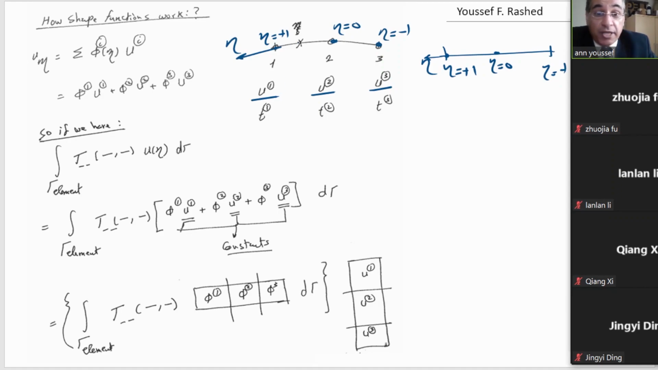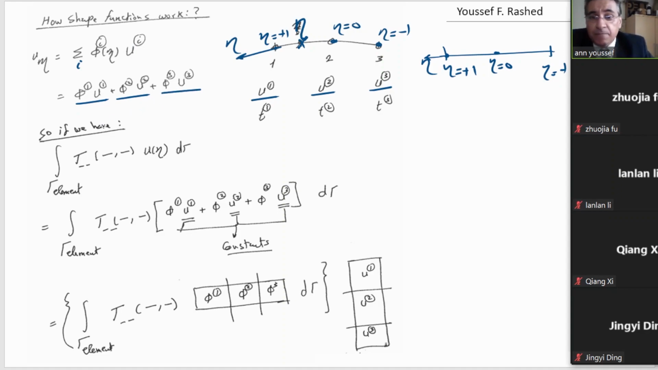So at any point eta here, at this point we can interpolate actually the value using the nodal values. So we carry out the transformation as the sum over i of phi i times the value of the nodal displacement. That means phi1 u1 plus phi2 u2 plus phi3 u3.